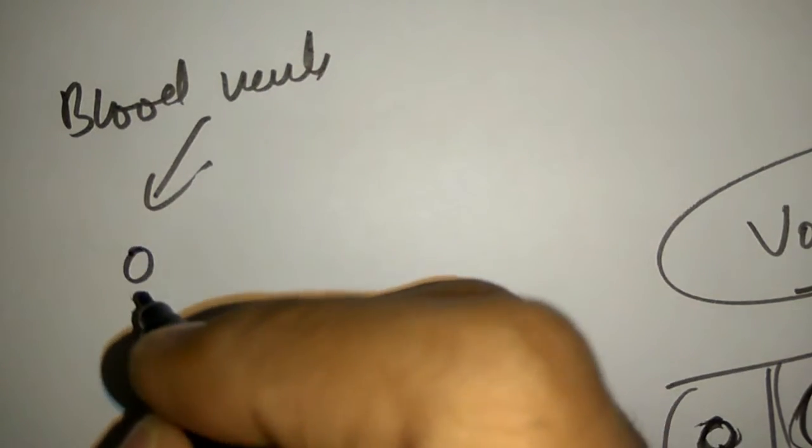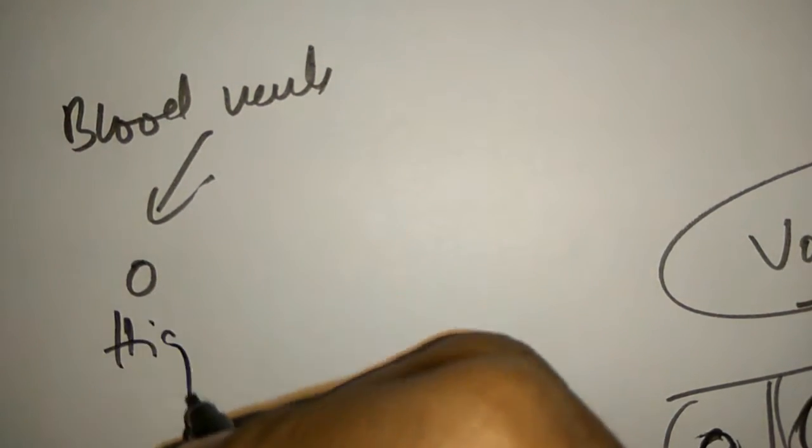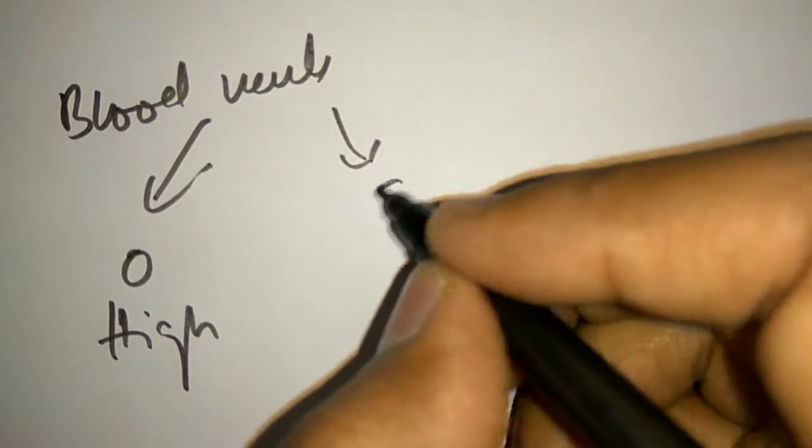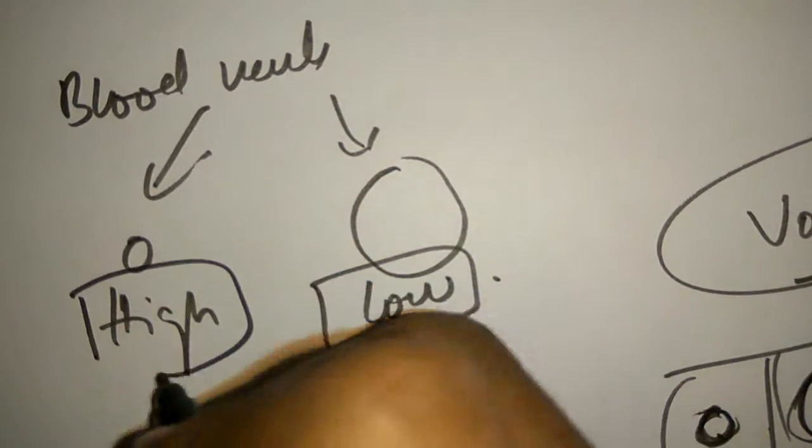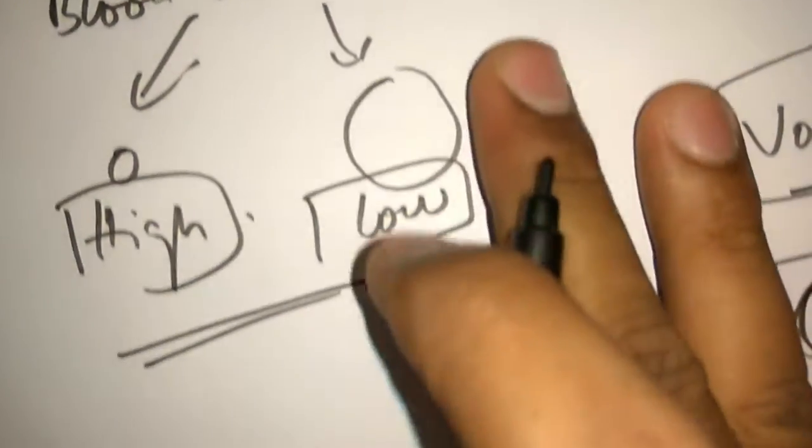Blood vessels: if they are narrow, the pressure within them will be high, and if they are wide, the pressure within them will be low. And you may be wondering, how does a nurse or a doctor measure your blood pressure?